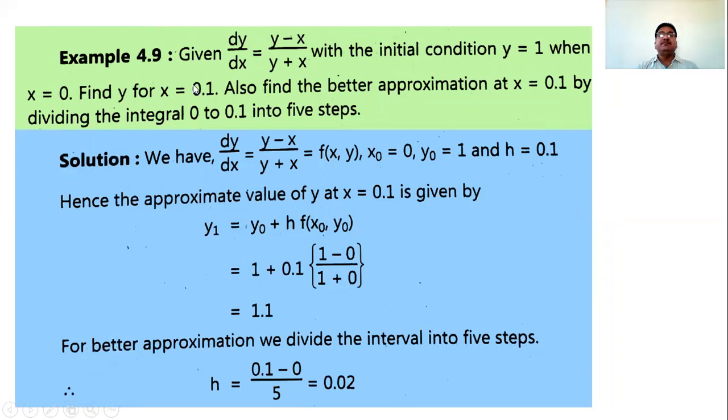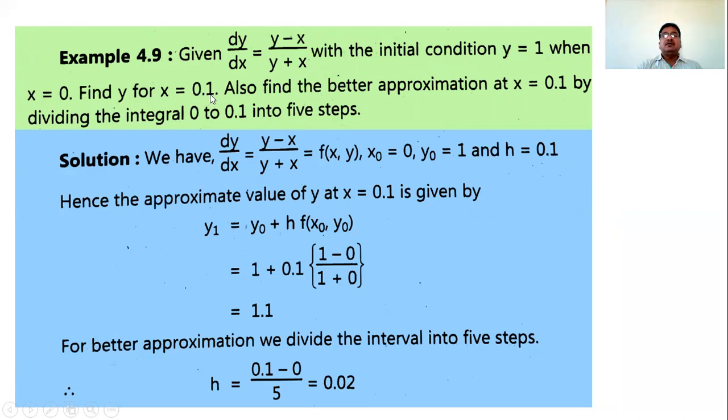So the first problem on the Euler's method: dy by dx is equal to (y minus x) divided by (y plus x), a first order ordinary differential equation with initial condition y is equal to 1 when x is equal to 0, that is y0 is 1. In another form, this condition is y(0) is equal to 1, that is y is 1 if x is 0. Find y for x is equal to 0.1.